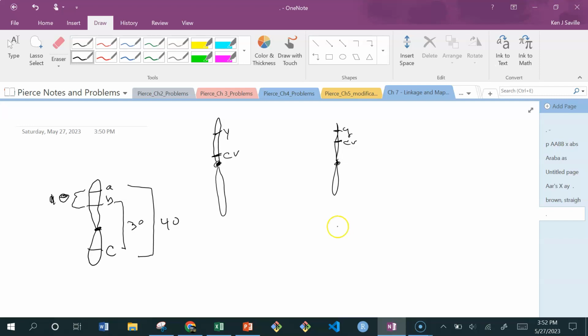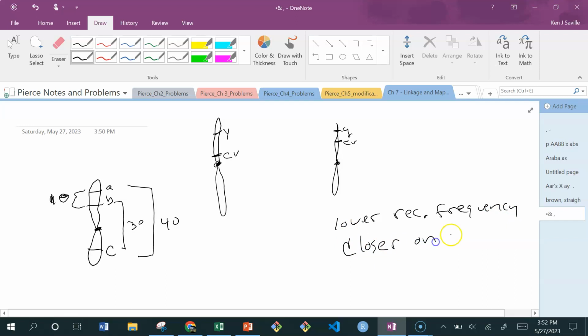So the lower the recombination frequency, the closer the genes are together. All right, so we can use that relationship. So basically, the recombination frequency is inversely proportional to the distance on the chromosome. The higher the frequency, the farther apart. The lower the frequency, the closer together. So we can use that information to make a map of genes on a chromosome.